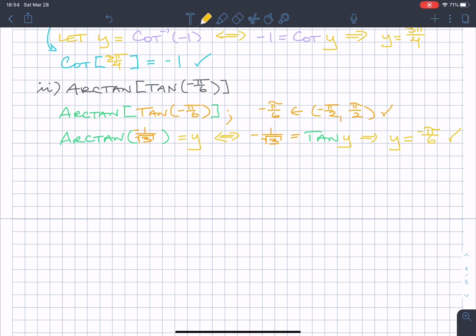The composition of a function with its inverse always works.